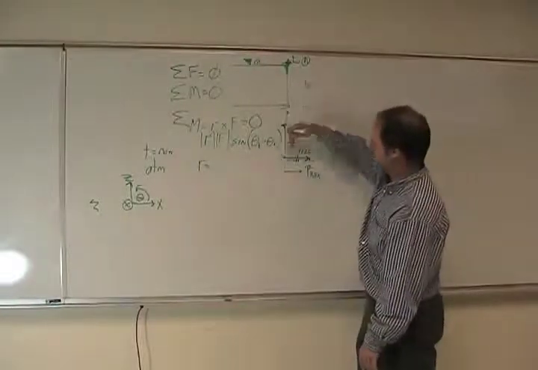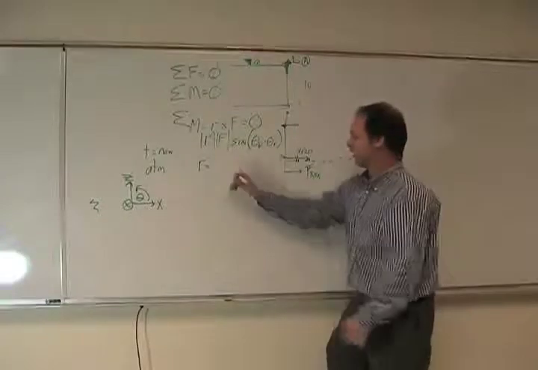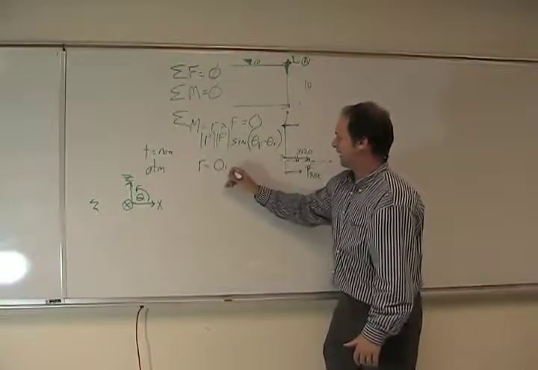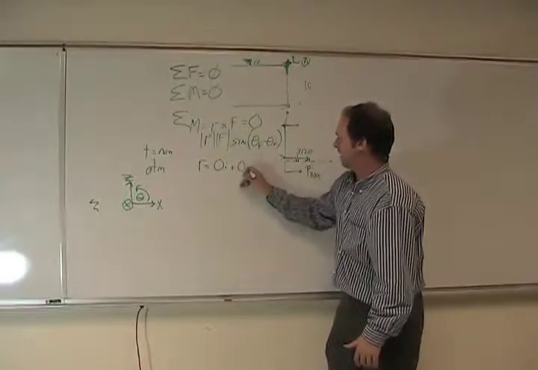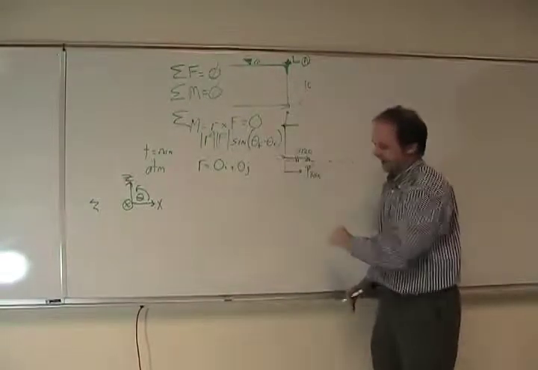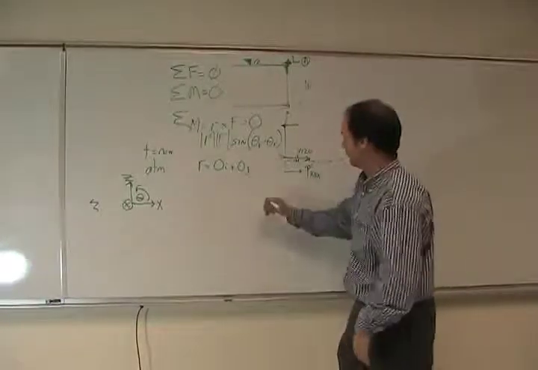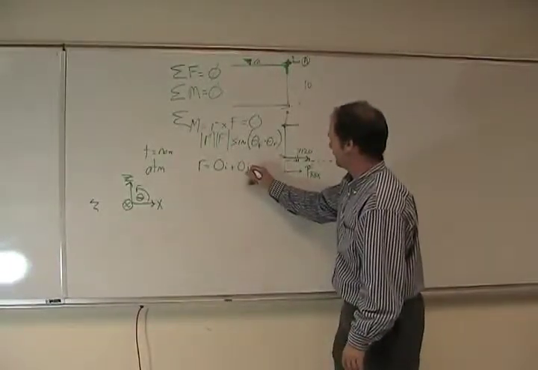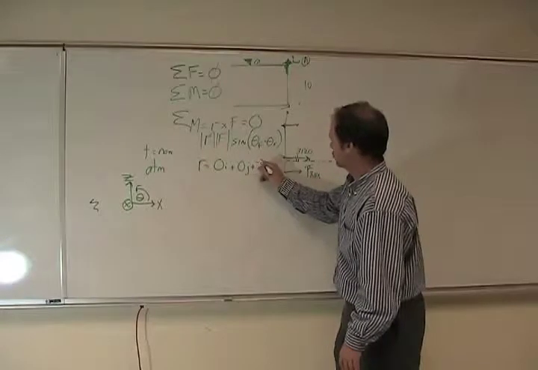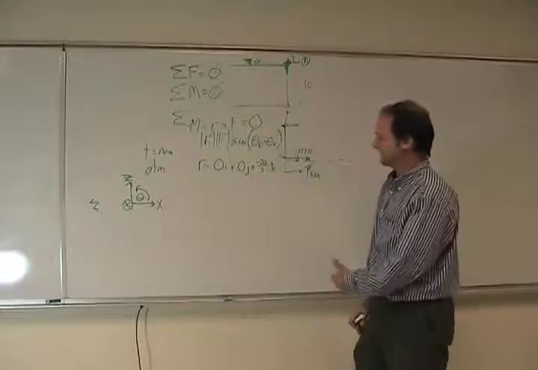It goes down z. It doesn't have a change in x, and it doesn't have a change in y. So it's 0i plus 0j. And now it's 2/3 of 10. That's 20/3. But it's a negative, so I'm going to put plus minus 20/3 k. Why is it k?